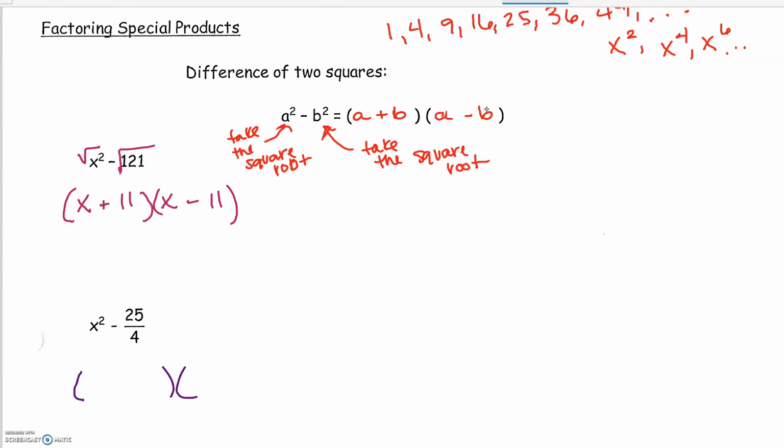So this one down here, the square root of x squared is x. We have our plus, we have our minus, and then we're going to take the square root, and that can be the square root of the top and the square root of the bottom, which is the same thing as just one square root symbol over the whole fraction. But the square root of 25 is 5, and the square root of 4 is 2. So 5 halves, and then 5 halves.